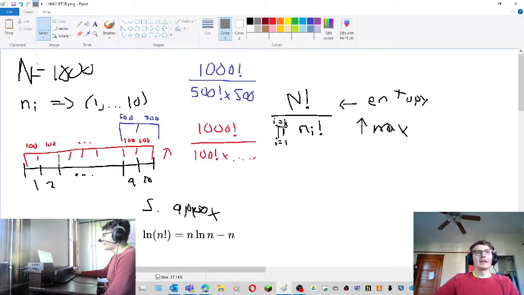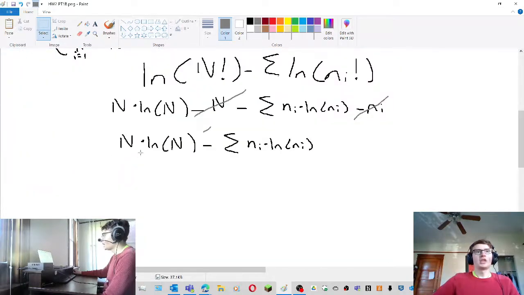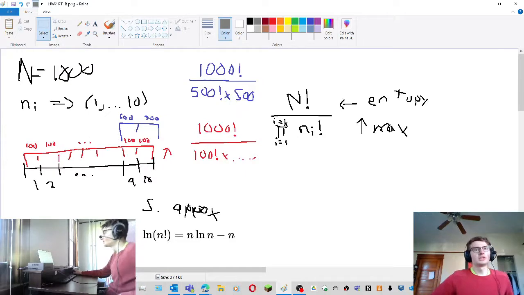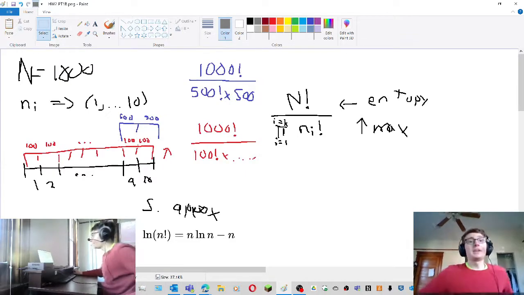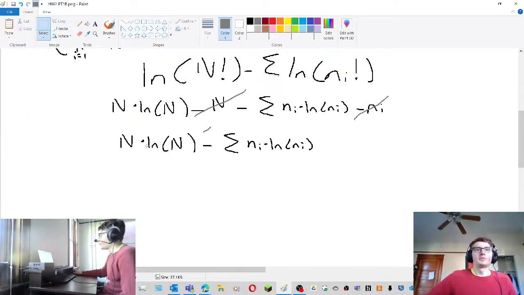And so n is just one constant. It's not going to change at all. We're not trying to change the total number of students. We're trying to change the number of students in each bin. So for this example, big N is constant. So I can go ahead and cross that out. I can go ahead and cross that out because it is constant, right?